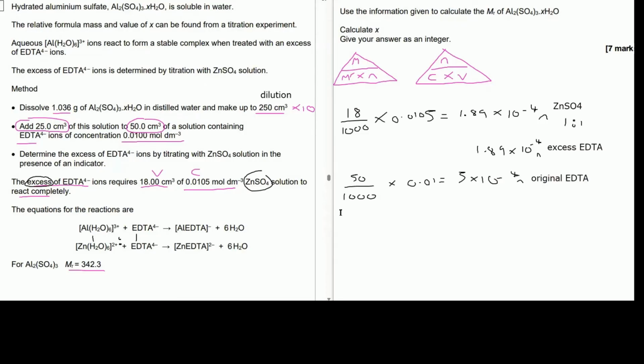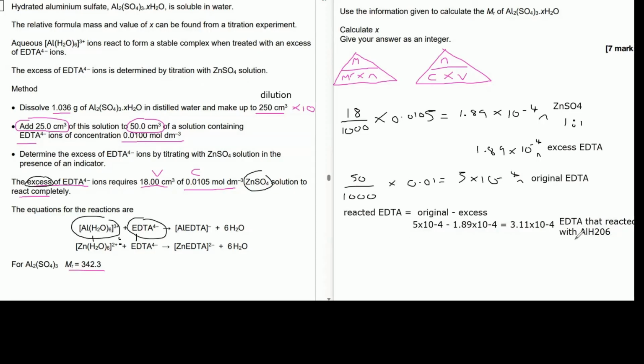Now I want to find out the reacted EDTA. So reacted EDTA is equal to the original minus the excess. And so I want to do the original, which is 5 times 10 to the minus 4, take away 1.89 times 10 to the minus 4, and that is going to give me my reacted EDTA, which is 3.11 times 10 to the minus 4. So my reacted EDTA, this is how much was used up. So this is EDTA that reacted with Al(H2O)6, right? So that is how much EDTA reacted over here.